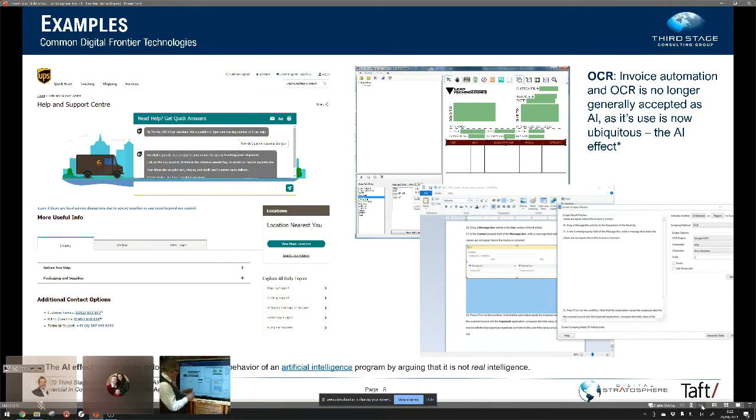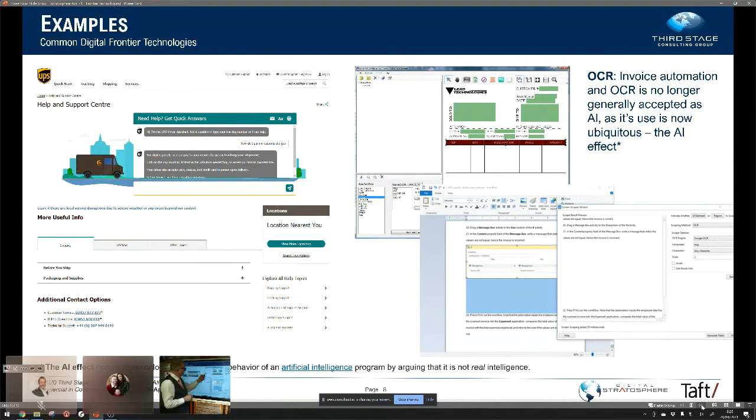So there's another great quote. Oh, sorry, no, the one on the right-hand side is around invoice automation and OCR. Now, what's interesting is that when I was looking at this, it was said that OCR is no longer generally accepted as AI, and its use is now ubiquitous. And they described that as the AI effect. And the AI effect is basically that you discount anything that is labeled as AI by arguing that it's not real intelligence because everybody's using it. So I'm not actually sure that even when we're using the term AI, we really know precisely what we're describing.